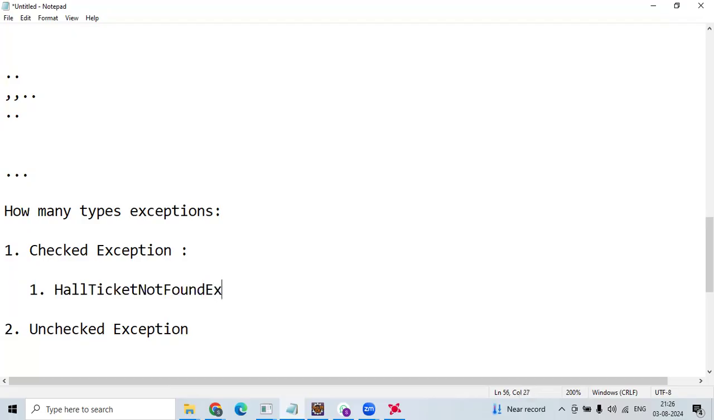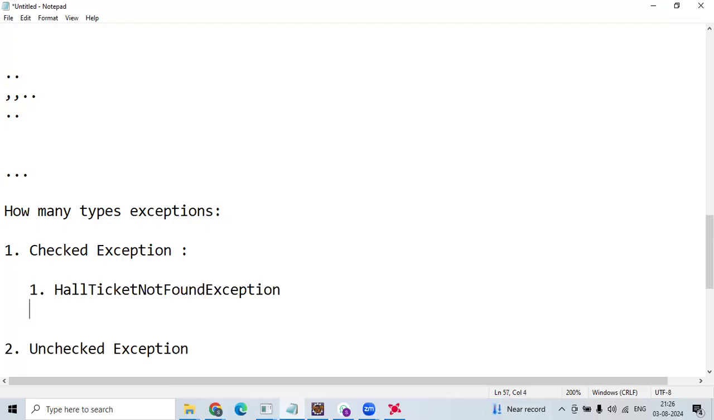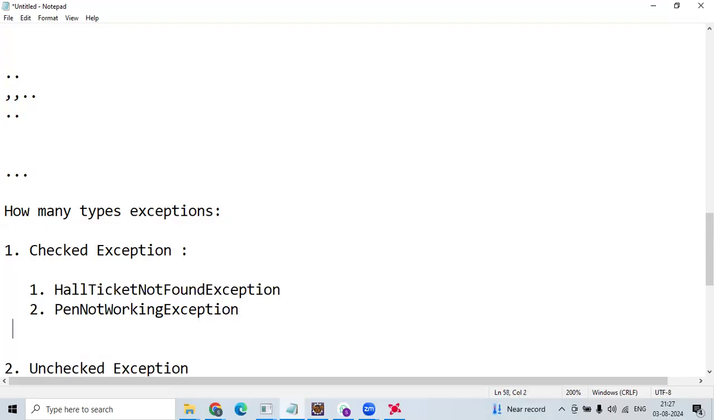Found exception. Right. You can say pen not working exception. So these are all the exceptions which come under checked exceptions. Okay. So don't think technical terms. These are layman examples. Okay.